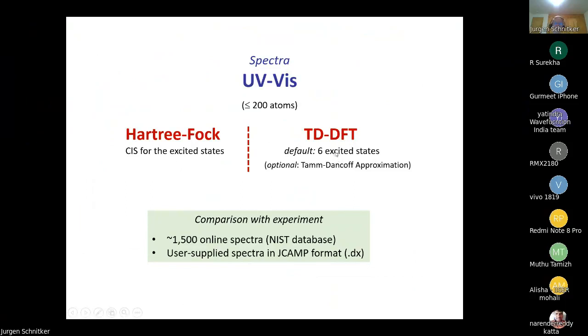A little bit time consuming. By using the so-called Tamm-Dancoff approximation for DFT, you can speed it up. It's less accurate, but it will be faster. Again, comparison with experiment is possible with one mouse click with the NIST database using 1,500 online spectra. You can input your own spectrum if it's in the JCAMP format.